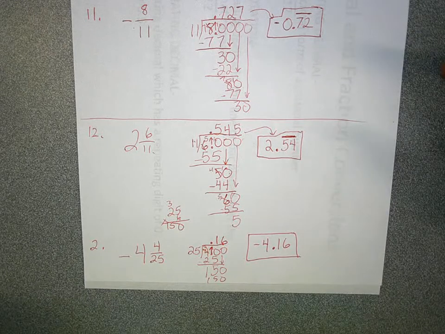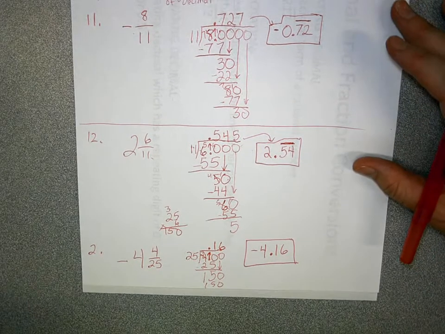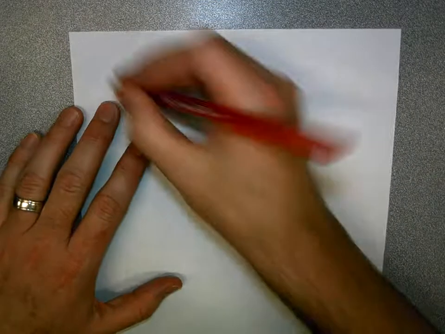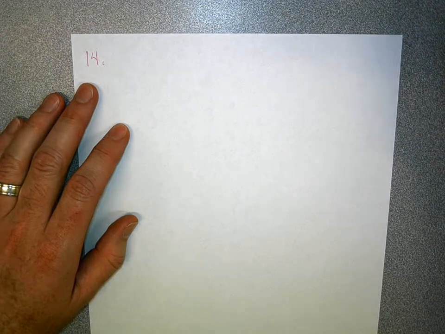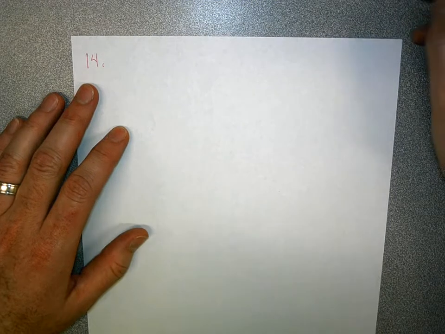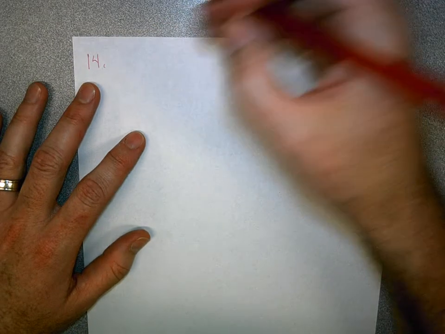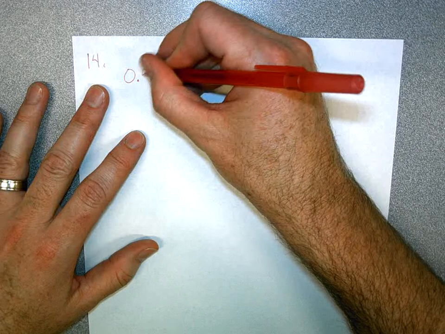Our last one is, let's take a look at problem number 14. All right, so now what number 14 is doing, I'll go ahead and get a new paper here. Move those out of the way. Okay, number 14 says write each decimal as a fraction. So we're going to go back the other way. So here's what we do. This is a little easier. Well, maybe. It's just different. So we have 55 hundredths.